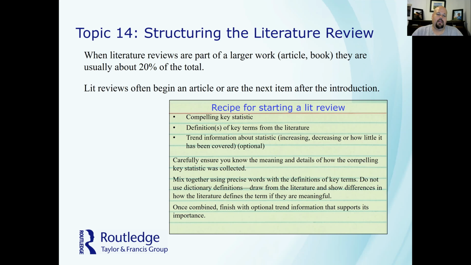Then you want to ensure you know the meaning and the details of how that key information was collected. You might mix together precise words with the definitions of key terms. Try not to use dictionary definitions. You don't want to say, according to Webster, blah blah blah. Rather, you want to draw from the literature and how it refers to that information. Once combined, you finish with optional trend information that supports the importance of this process. So it goes back and forth between both. That's the structure of a literature review. I'll let you read the rest of that in the textbook.